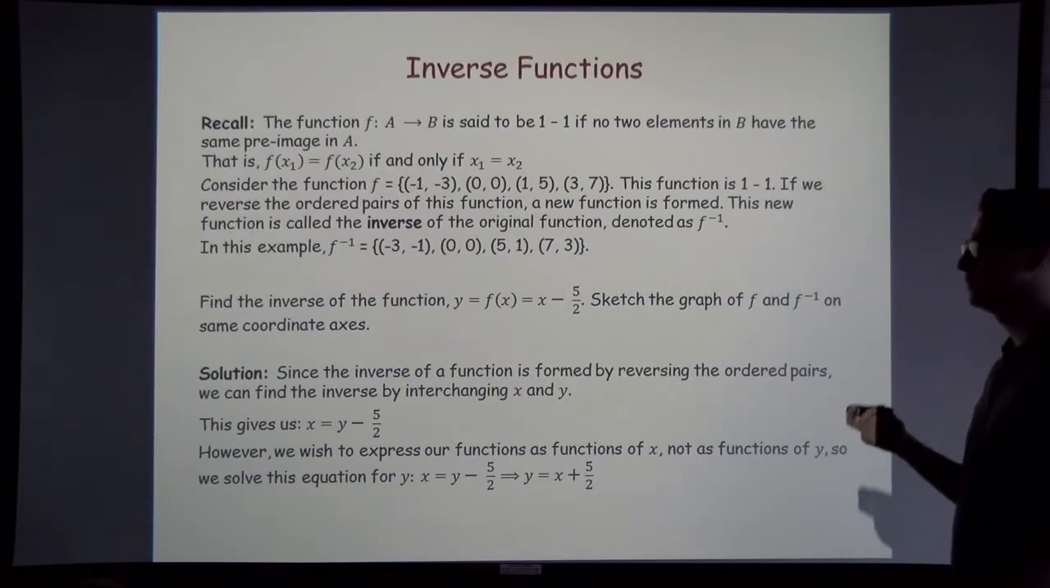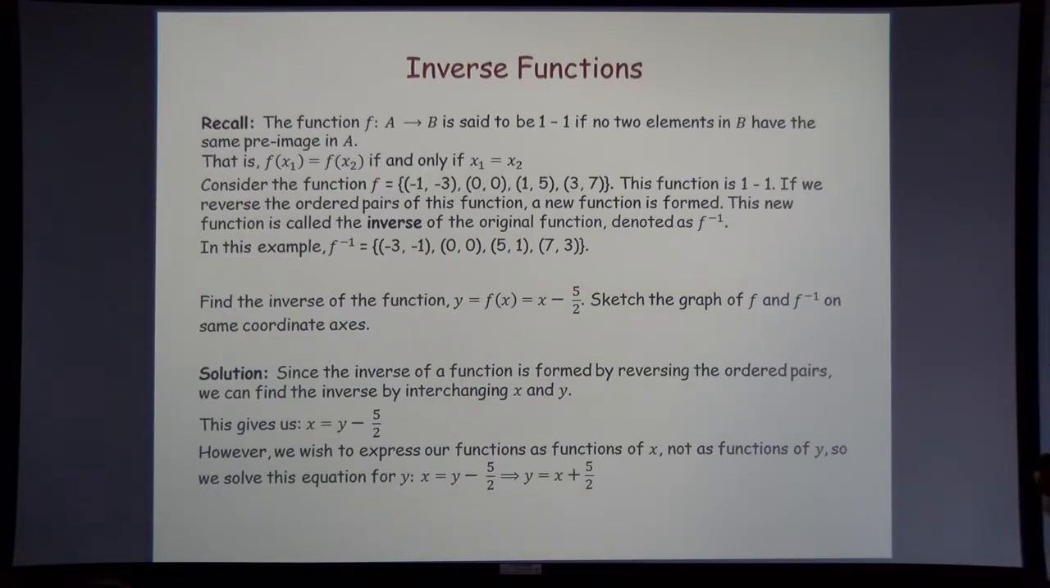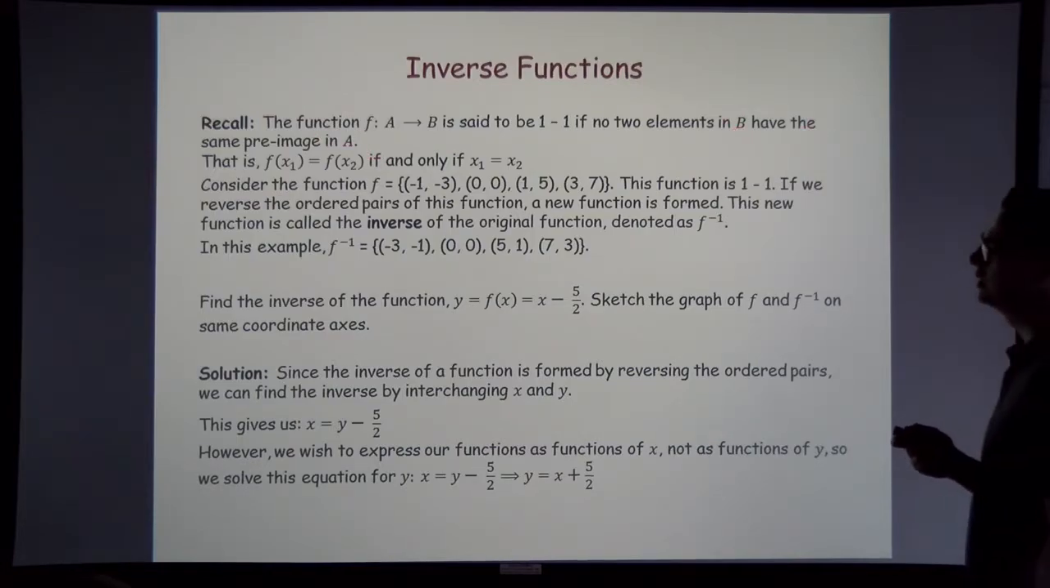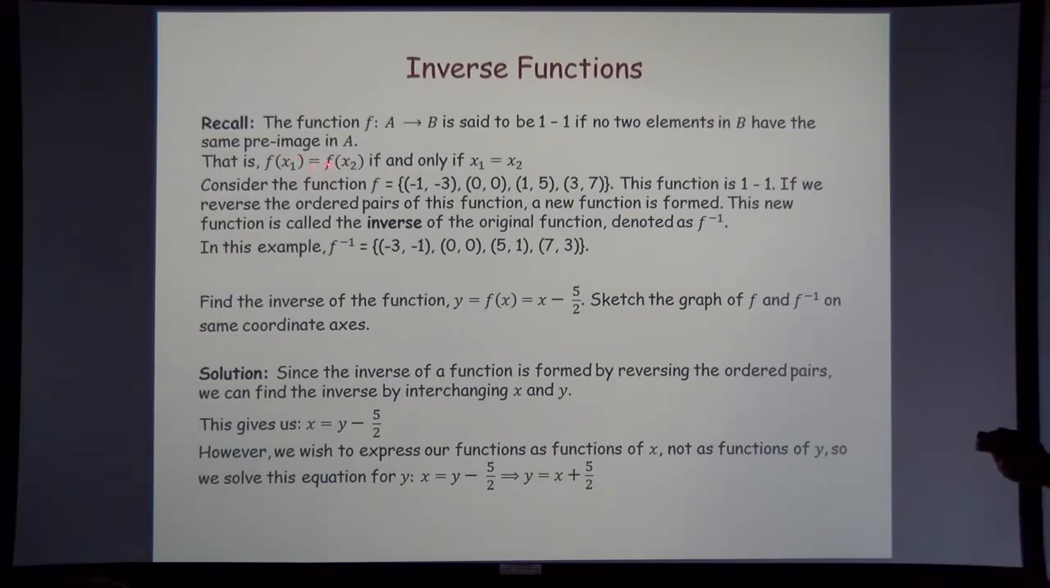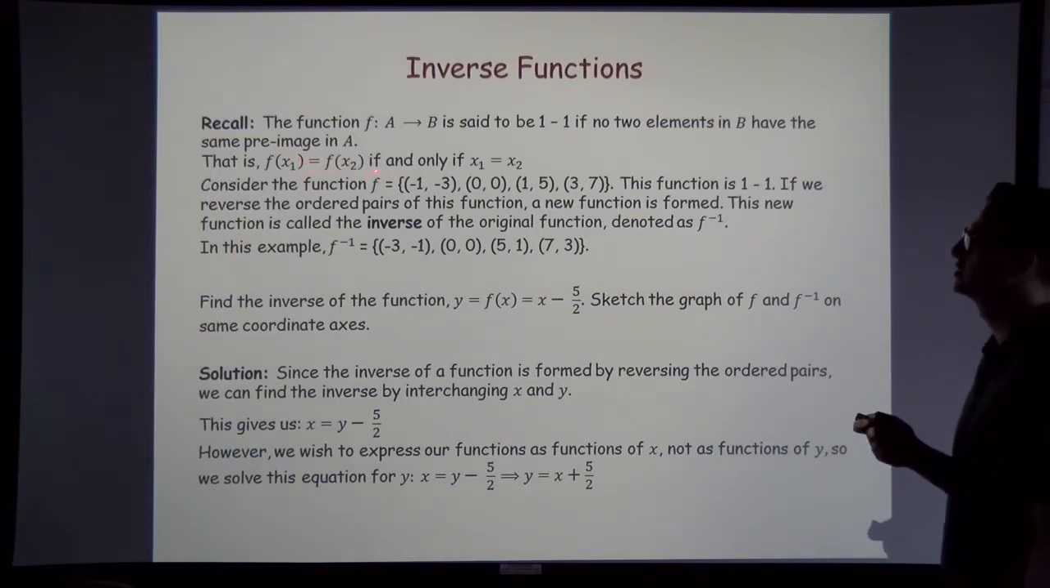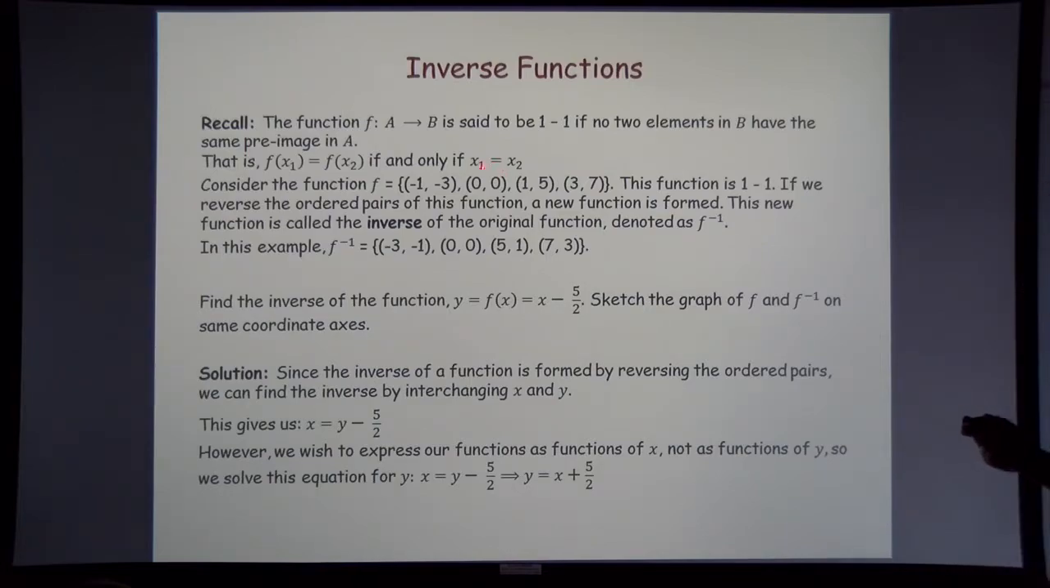Inverse functions. Inverse functions are exactly what they are. You just find the inverse, you find the opposite. So the function f, A to B, is said to be 1 to 1 if no 2 elements in B have the same pre-image in A. So that is f of x1 equals f of x2 if and only if x1 is equal to x2.